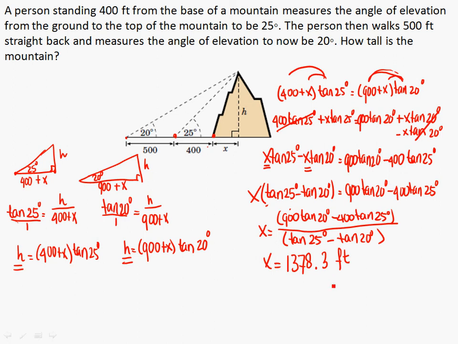What were we asked? We were asked how tall is the mountain? So is the mountain 1,378.3 feet tall? Yeah, you actually got to plug that back in. That's just x. And you can plug it into either one of these. So we'll just use the first one. So the answer actually comes from 400 plus this thing times the tangent of 25 degrees. So there is one step left. So we need to do that. So the final answer is 829.2 feet.